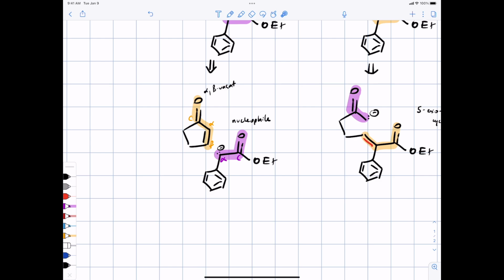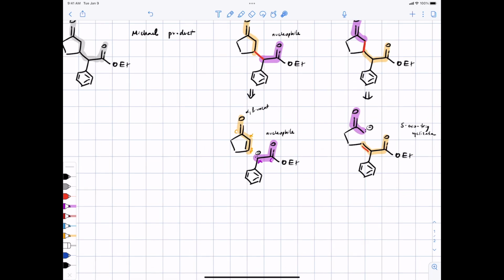Enolates are flat because they're conjugated, right? Sp2 hybridized all the way through here. Alpha beta unsaturated carbonyls are flat, so it's not like approaching an sp3 carbon where sterics are a major issue. These things approach side to side, kind of like in a Diels-Alder reaction. So sterics aren't such a problem. Okay, let's do a predict-the-products question with a Michael reaction.